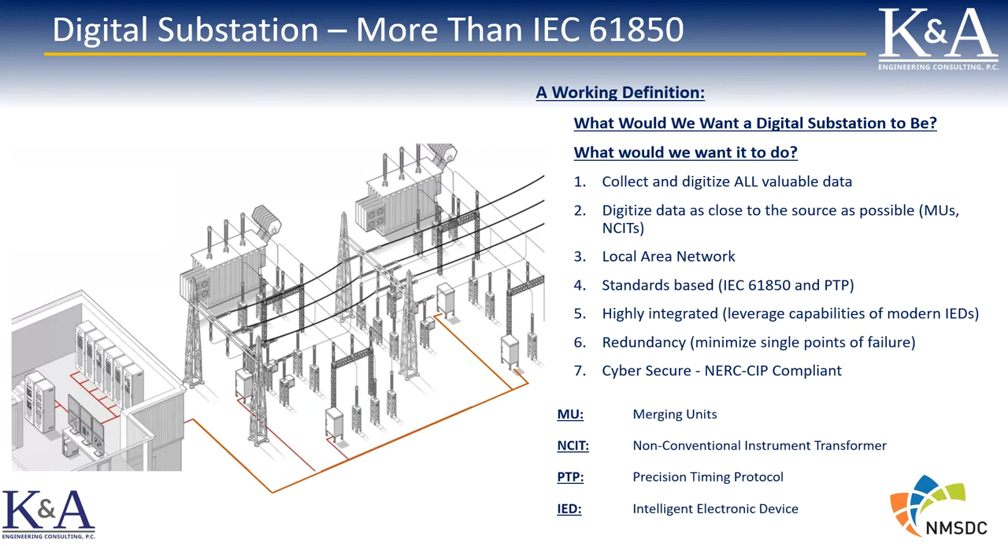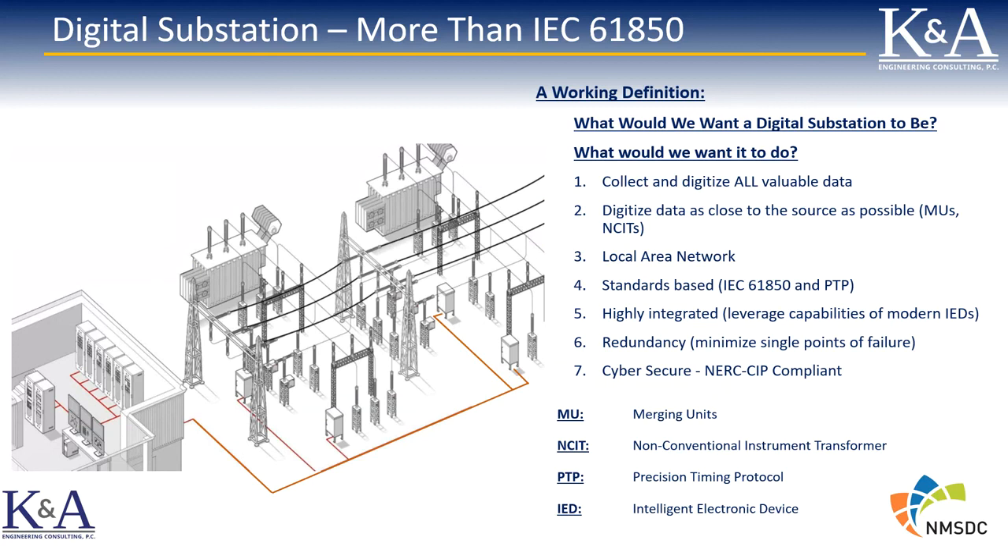The other feature we want to include in the digital substation is that we want it to be highly integrated. We want it to leverage the capabilities of modern IEDs. As a quick example, merging units are collecting these sampled values, and they're sampling AC waveforms for currents and voltages at a rate of 80 samples per cycle. So that's 4,800 hertz.